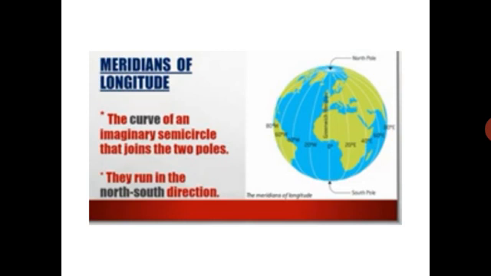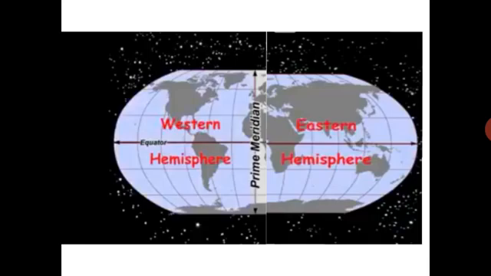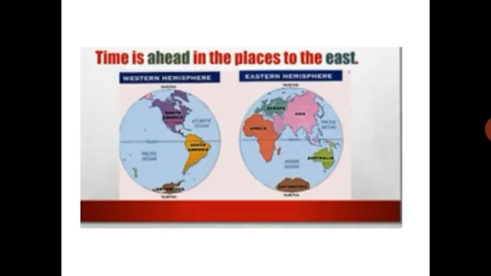See, the half to the east of the prime meridian is the eastern hemisphere, and the half to the west is the western hemisphere. There is a time difference between places on different meridians because they have sunrise and sunset at different times. Time is ahead in the places to the east. See, the northern hemisphere, and then the western hemisphere and the eastern hemisphere.